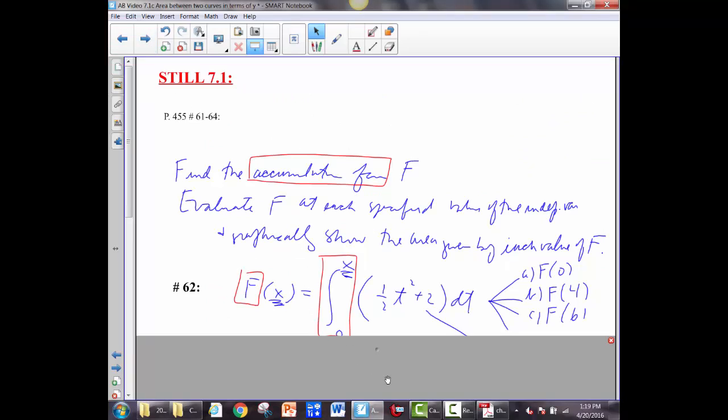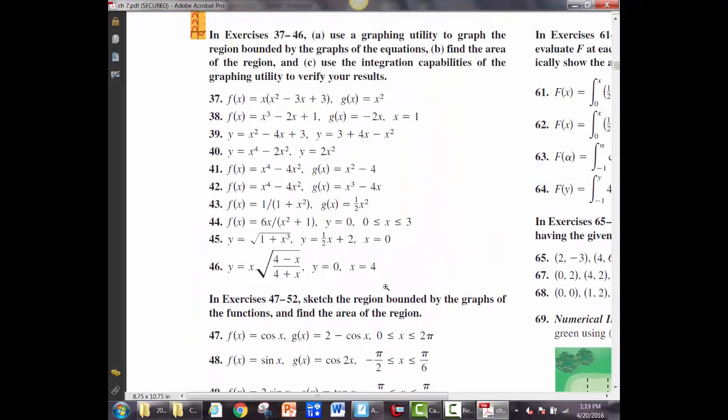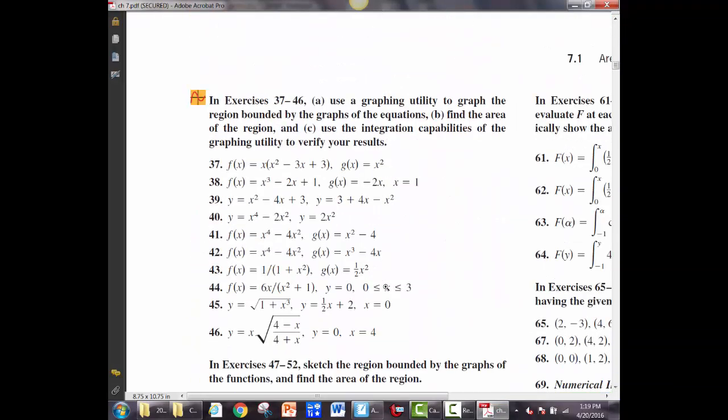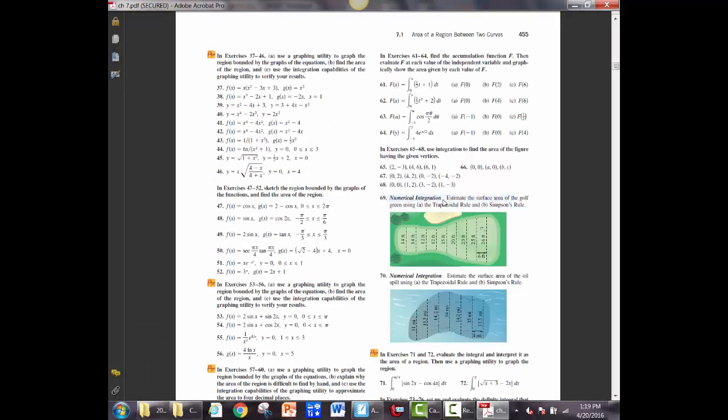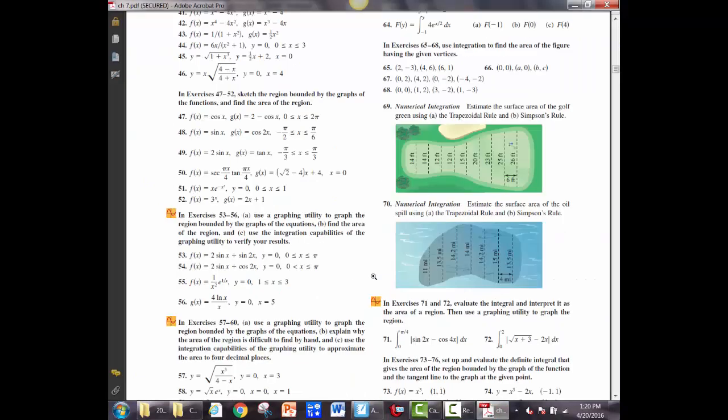Okay, if you look at page 455, which is probably not here, is it? Let's just see where we are. Ah, it is here. Okay, so page 455, numbers 61 through 64.